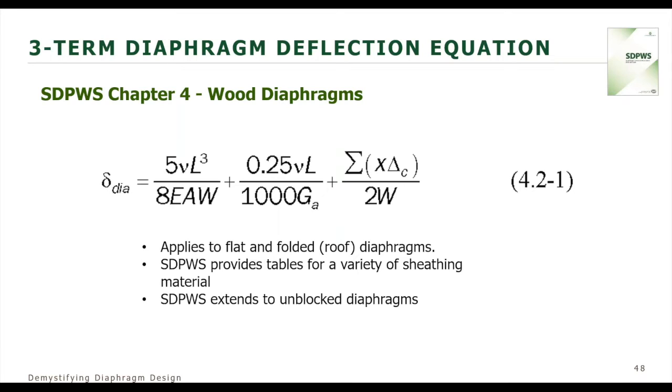In the wind and seismic provisions, we provide some more methods of determining deflections to take other types of diaphragms into consideration. And so unlike the IBC, which has that 4-term deflection equation for wood structural panels and staple fasteners, the wind and seismic provisions has a 3-term deflection equation, which can be used for nail fasteners. And it's an algebraic simplification of the 4-term equation that you see in the IBC, which is shown here. This equation can be used for flat and folded diaphragms and can be easily calculated now that it's a 3-term equation using the provisions and the tables within the wind and seismic provisions, with a variety of sheathing materials, and also extends it to unblocked diaphragms.